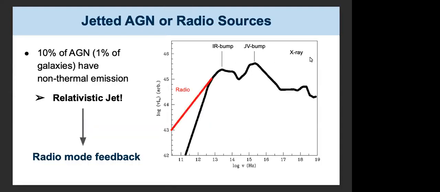The AGN that I focus on are even weirder than AGN in general. I study radio galaxies that are 10% of all AGN, so 1% of all galaxies. These sources are characterized by a non-thermal component to their emission that can be seen in the radio, and it's attributed to a relativistic jet. So in these sources, the interaction between the relativistic jet and the environment of the source can be quite important. This is what I will focus on in this talk, and I will refer to it as the radio mode feedback.